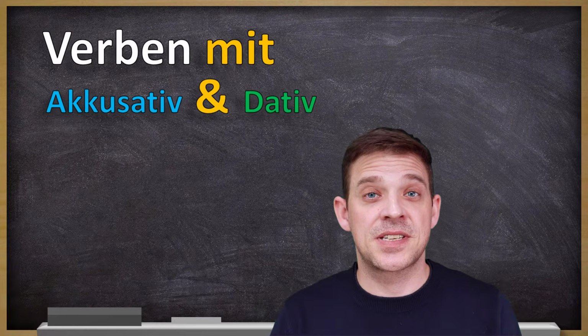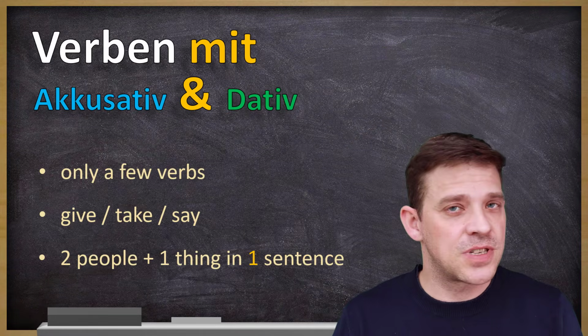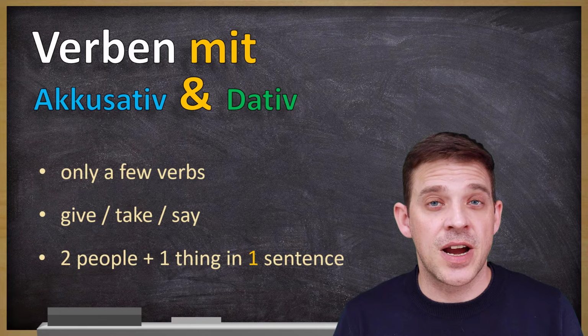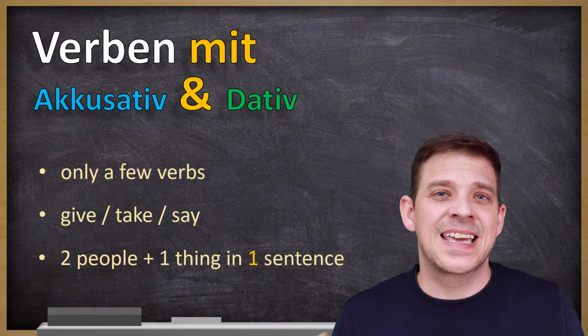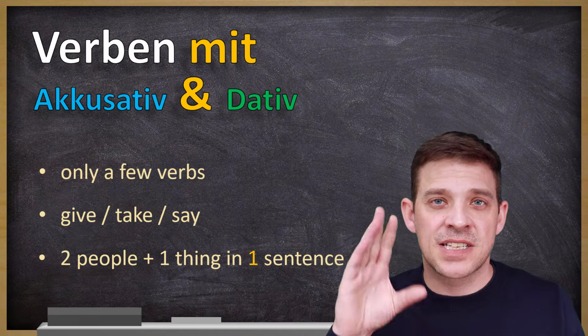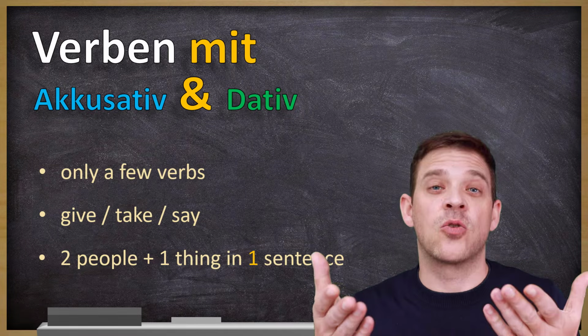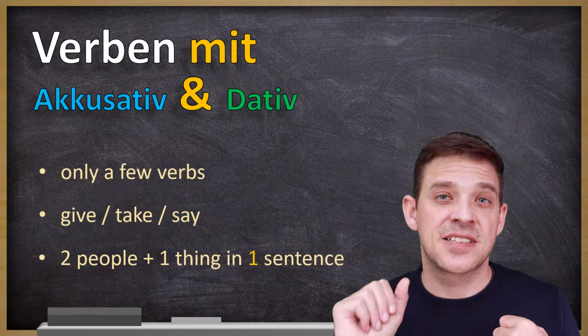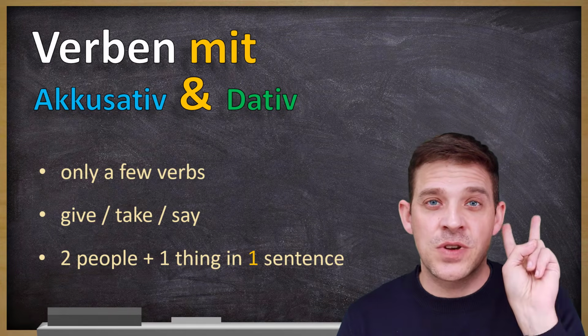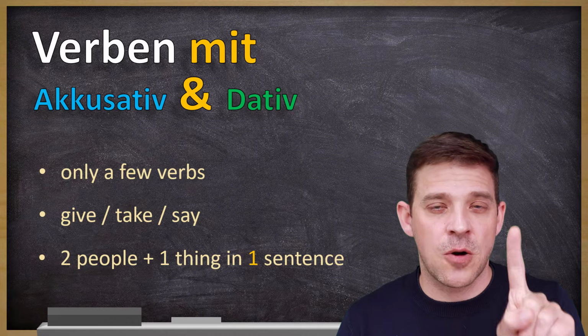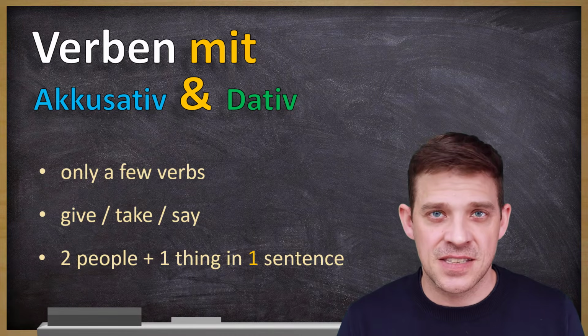First, some characteristics about those verbs. Good news, there's not too many verbs which do require both cases. Secondly, we call them die Verben des Gebens, des Nehmens oder des Sprechens. So you give or you take something or you say something to somebody. And this brings us to the third point. There's always 2 people and 1 object in one sentence.